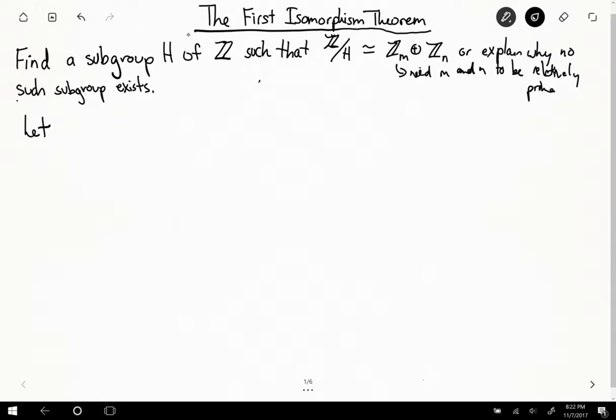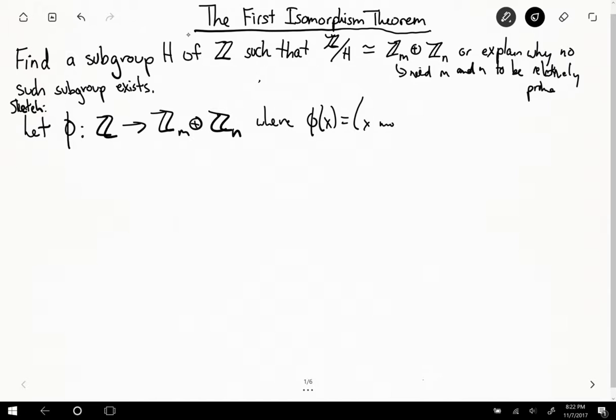Let phi, so here's your sketch of your proof. Let phi map Z into Zm direct sum Zn. And once again, we'll remember M and N are relatively prime here, where phi of x equals x mod m, comma x mod n.